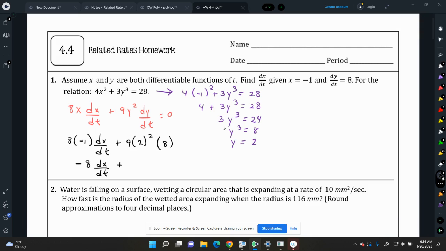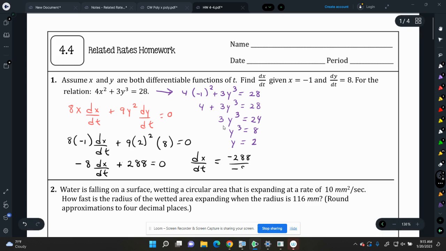Okay, negative 8 dx/dt. This is going to be 36 times 8. Who's got that for me? Equals, what's 36 times 8? 288. Thank you. Okay, so just a matter of solving for dx/dt. That's going to be negative 288 divided by negative 8, which is 36. There you go.